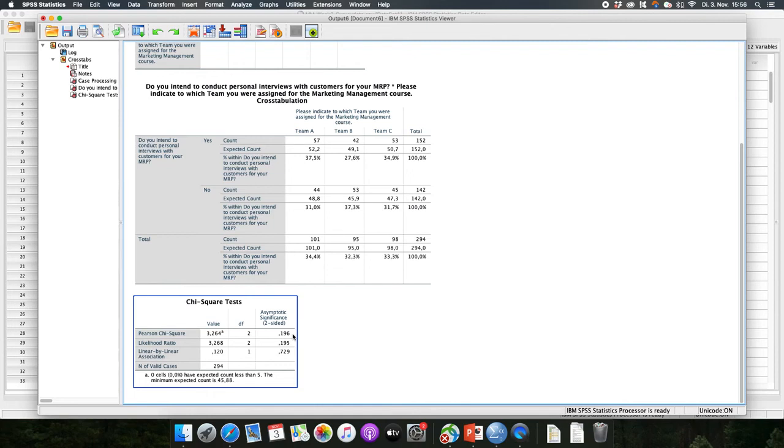In this case, the p-value clearly is larger than that threshold, and that means we do not have enough support to reject the null. Put differently, we do not have support that the intention to conduct personal interviews differs across the teams. So even though we're seeing slight deviations in the observed versus the expected count, the test shows us that these differences are not statistically significant, and hence we cannot draw a conclusion that the intention to conduct interviews differs across the teams.